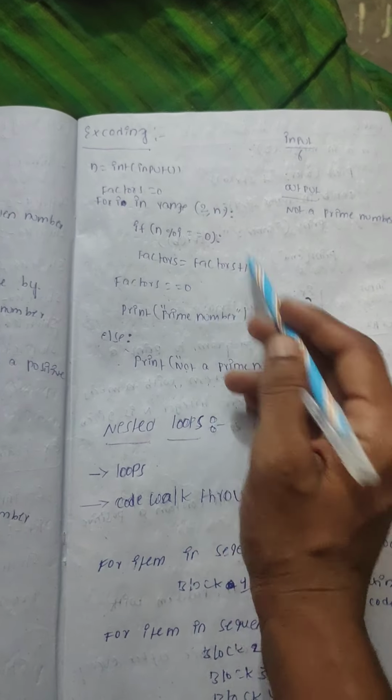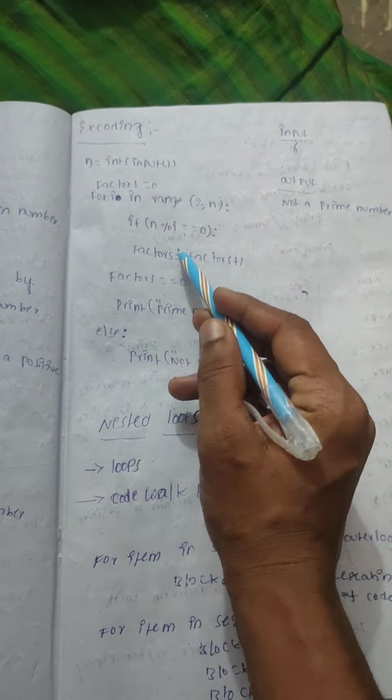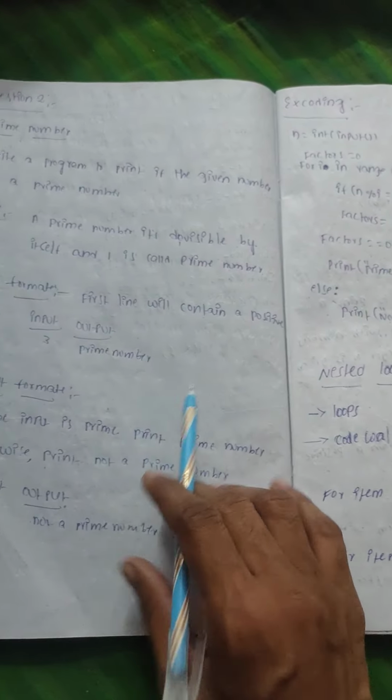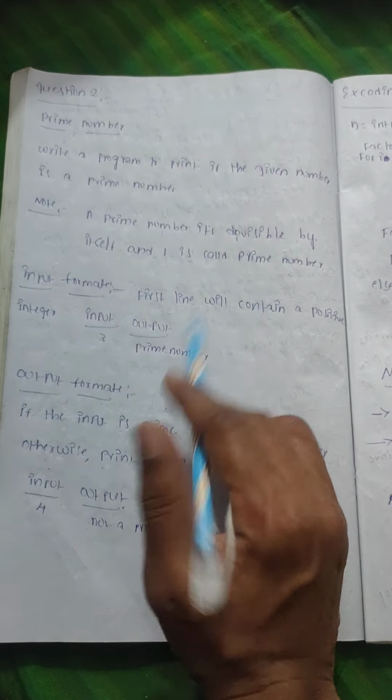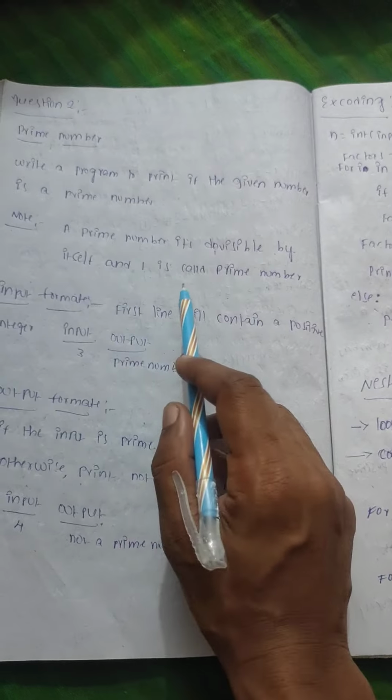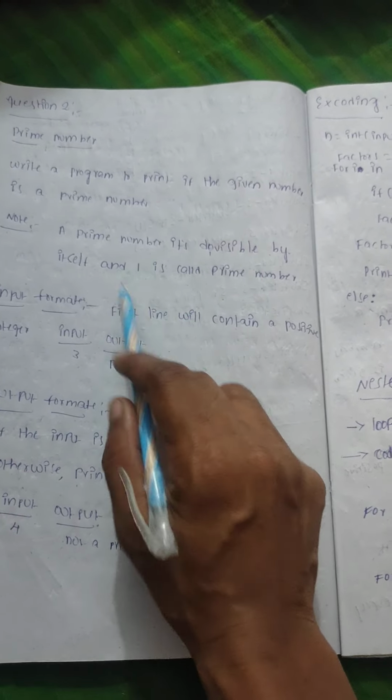I hope you all understand what I am saying in this example code. When do we call a number prime? When it is divisible by itself and 1, that's why we call it a prime number. I hope you all understand.